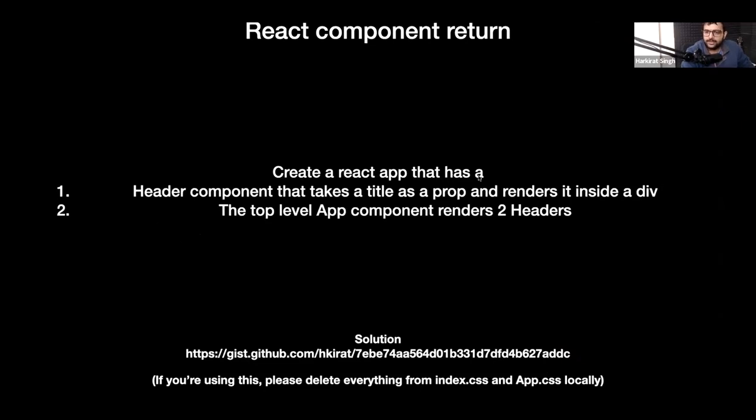Okay. Let's try to code this locally. Create a React app that has a header component that takes a title as a prop and renders it inside a div. Basically, the same thing you saw in the last slide. And the top level app component that renders two headers. Basically, the same thing you saw in the last slide. Let's try to code it locally. The solution is here. But let's try to code it together.